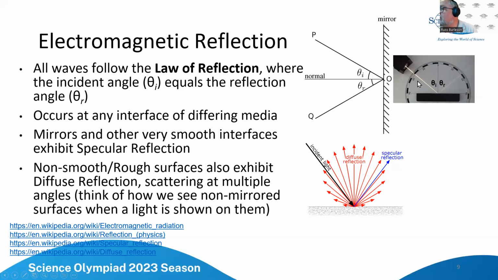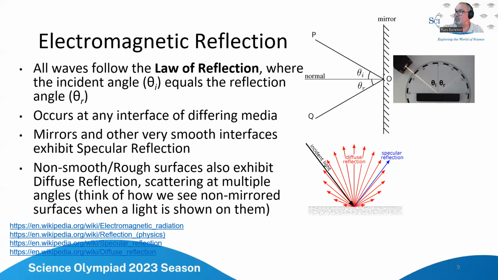Okay. So you'll notice here on the right-hand side, we actually can see that we're coming in at about 50 degrees. So theta sub I is 50 degrees, and we're hitting this mirror, and it's going to bounce back right at 50 degrees. And that works 100% of the time.